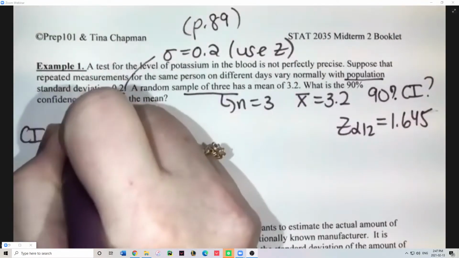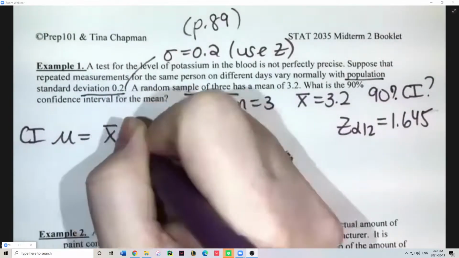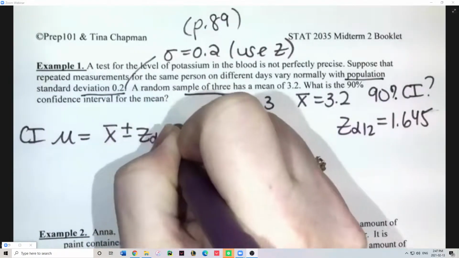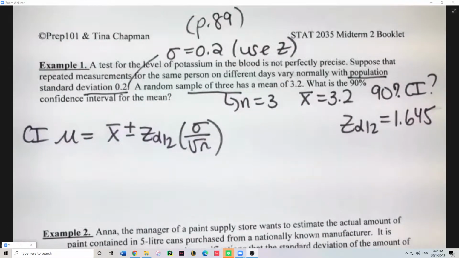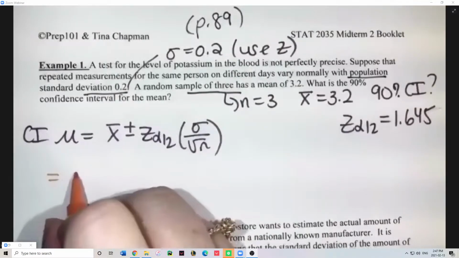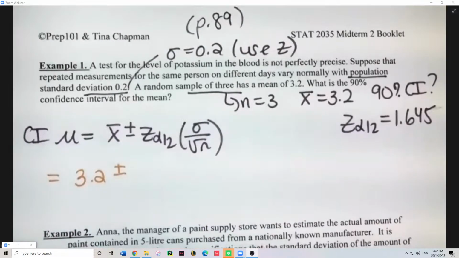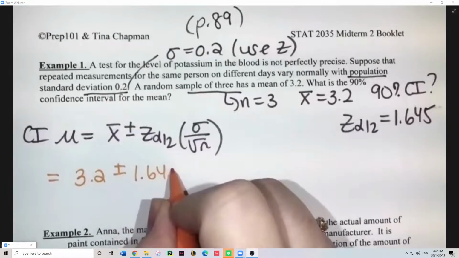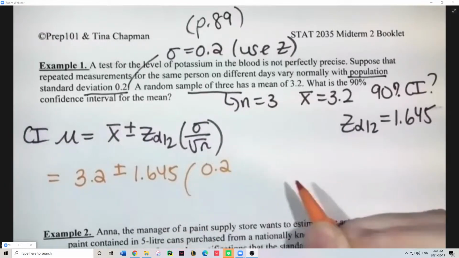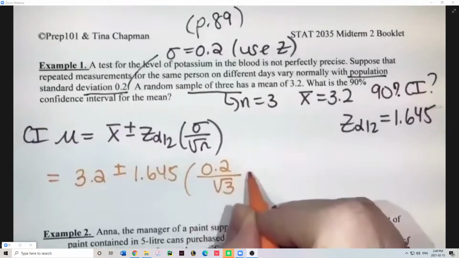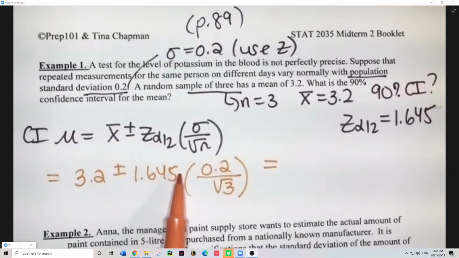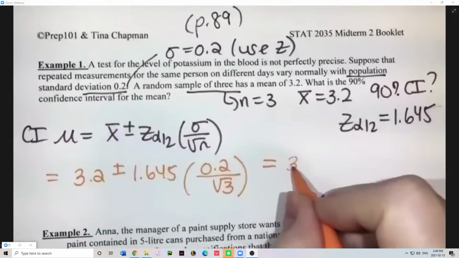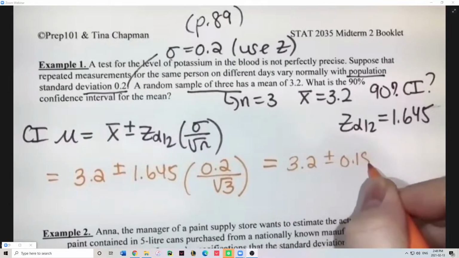So the confidence interval for the mean equals X bar plus or minus critical Z times sigma over root N. So we put in all of our numbers. X bar 3.2 plus or minus critical Z 1.645 times sigma, which is 0.2, over root 3. So what you want to type in is 1.645 times 0.2 divided by root 3. And that gives us plus or minus 0.1899.